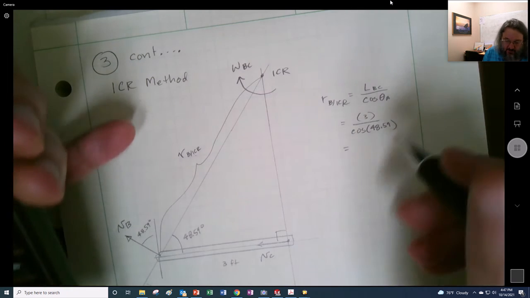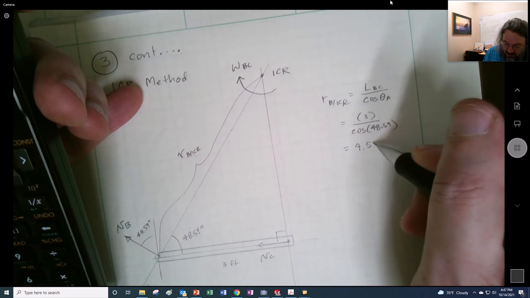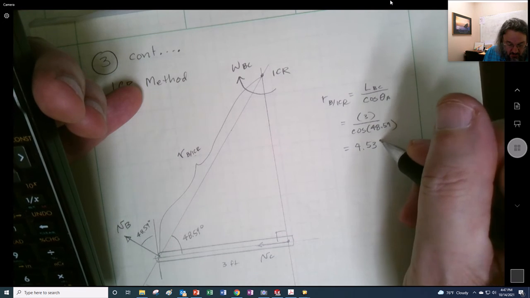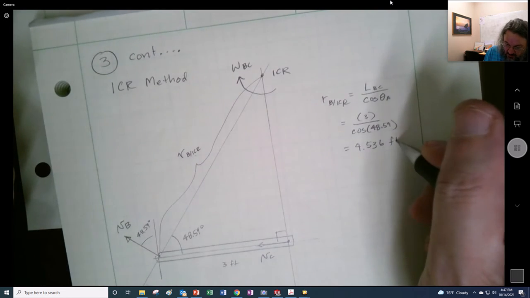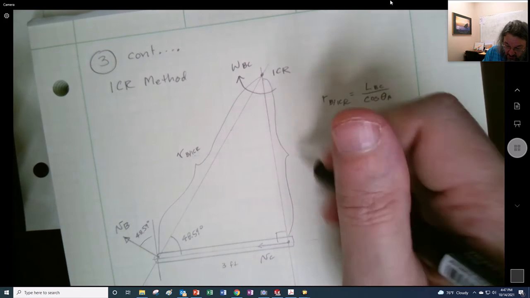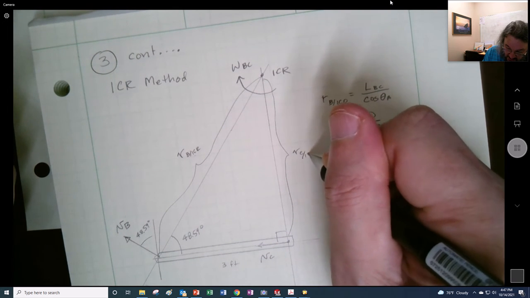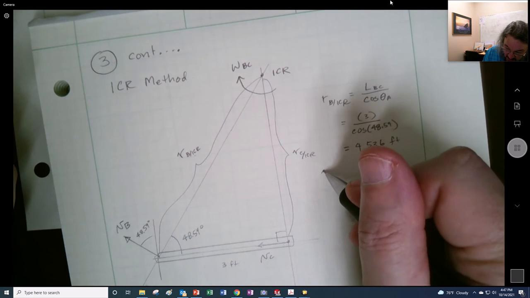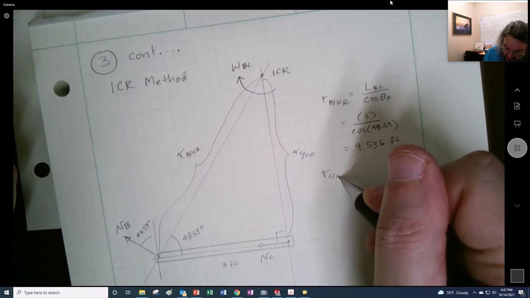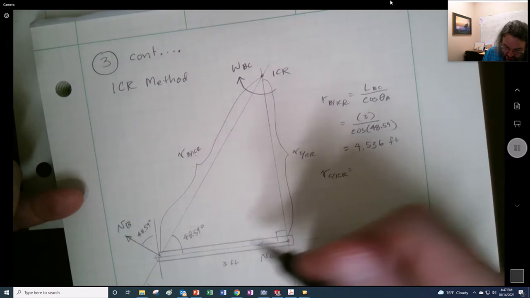And we're going to find that we get 4.536 feet. We're also going to want to have this value right here, which is the R of C with respect to ICR. We could do it either way that we want to do. It doesn't really matter.